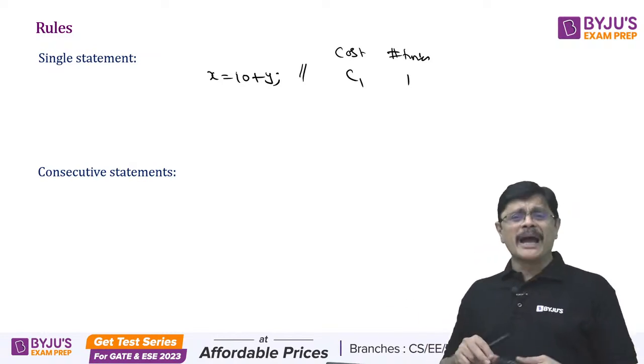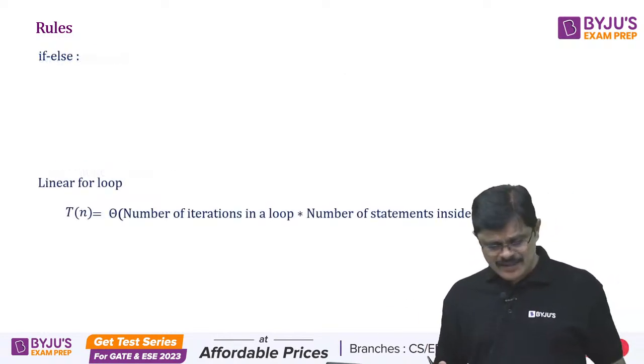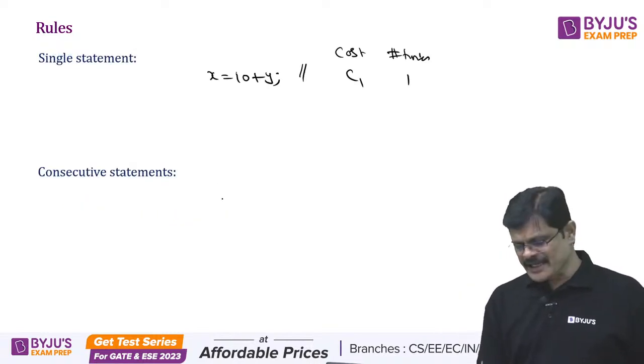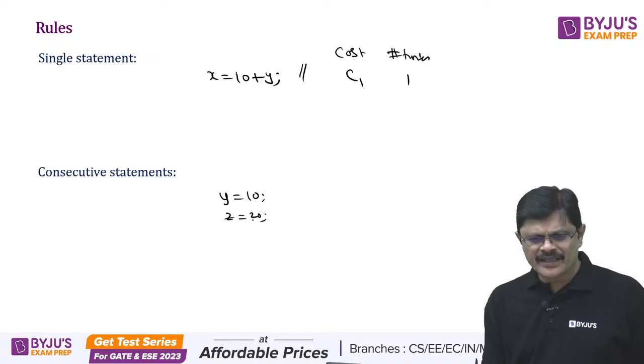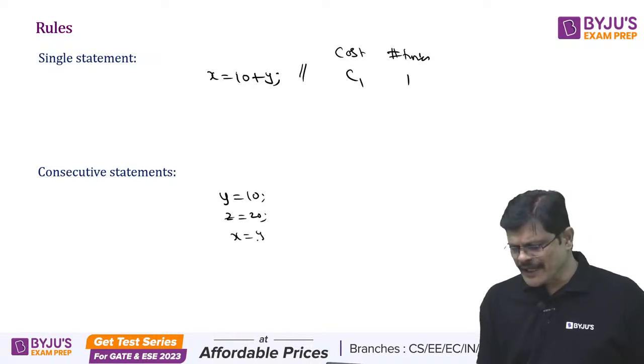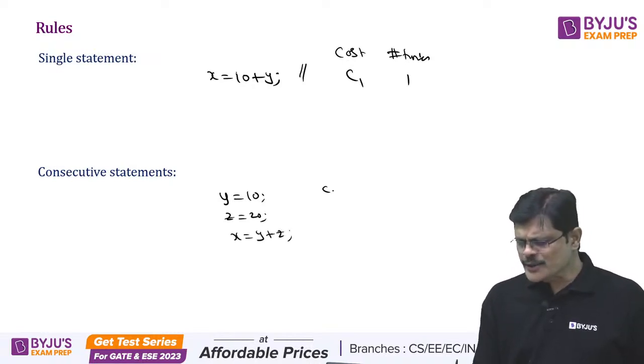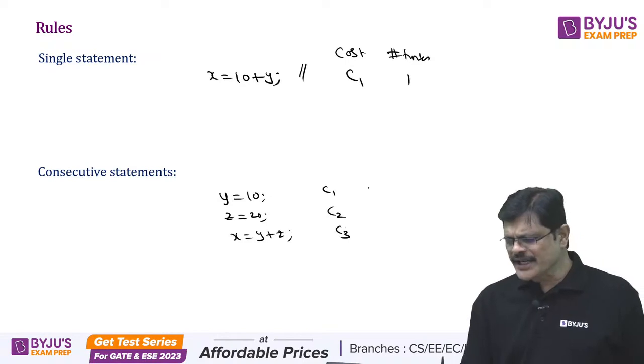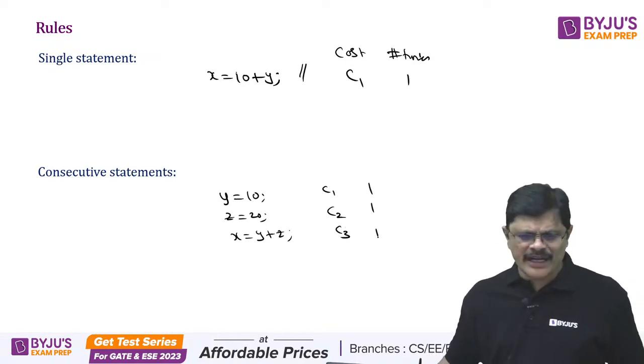Now, suppose you may be having consecutive statements, like y is 10, z is 20, and x is equal to y plus z. So this also may take constant time. Each statement is executing one time, my dear friends.